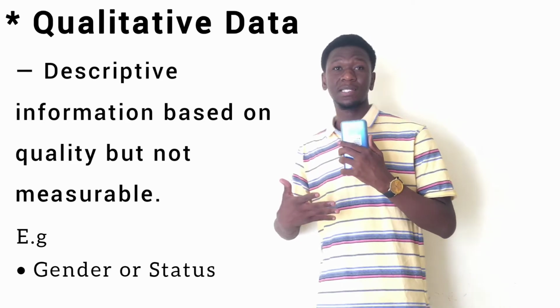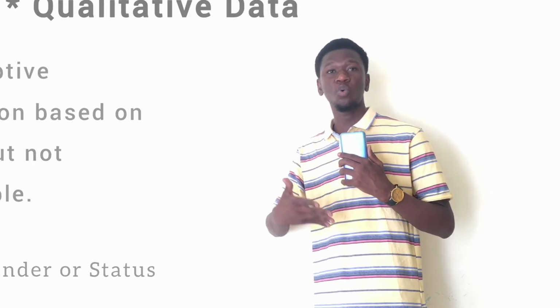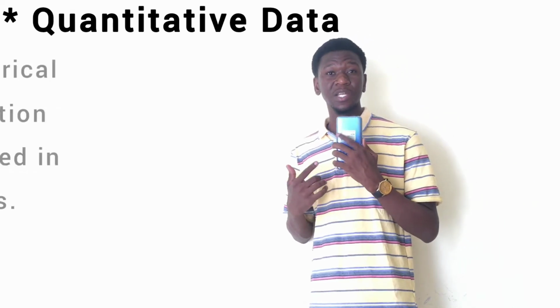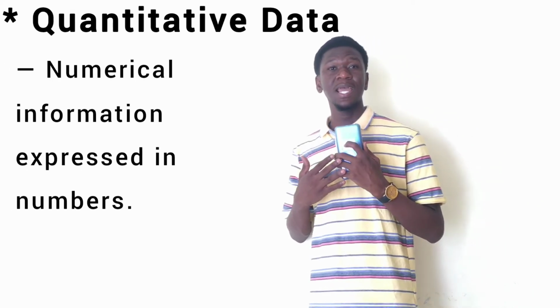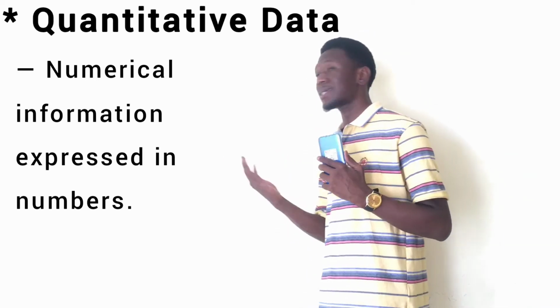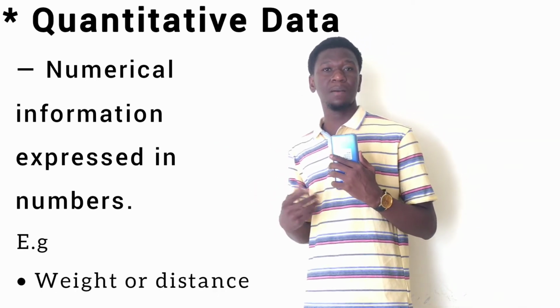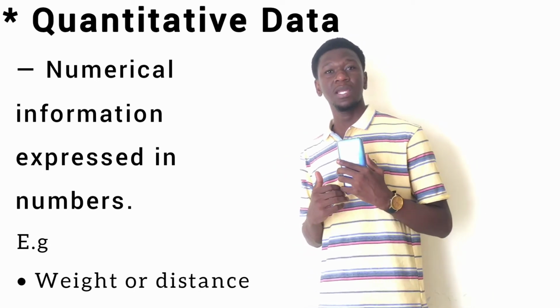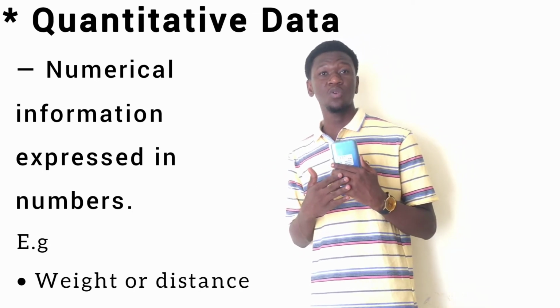How to present katika mfumo wa namba. Just quality. And then you have quantitative data. Quantitative data is a numerical information expressed in numbers. Qualitative data ni aina ya data ambazo tunapresent katika mfumo wa namba. For example, your weight or the distance. For example, my weight is 100 kilograms. That is so called quantitative data.